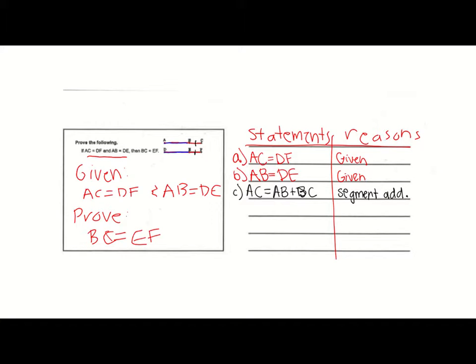And we also know from that segment addition postulate that DF is equal to DE plus EF. Now when we substitute, we take this equation and plug it in for AC, and we take this equation and plug it in for DF. We are left with AB plus BC equals DE plus EF. And we got that from substitution.